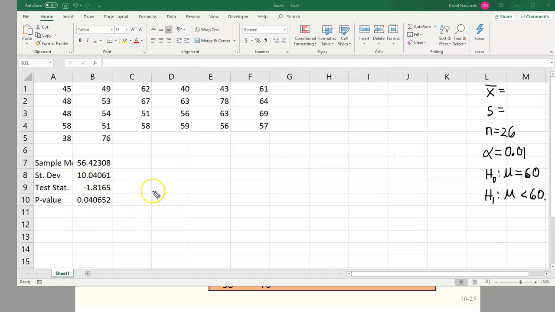Now you will notice that in this problem our p-value is larger than the alpha value. So therefore in this case we fail to reject H0. And that is our conclusion. So our conclusion is that the data does not support the claim that the cost-cutting measures have reduced the mean processing cost for this company.